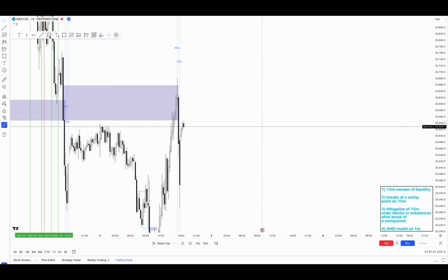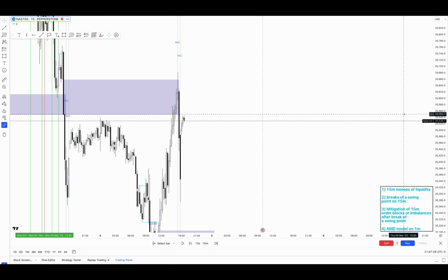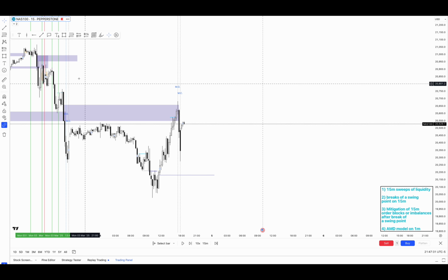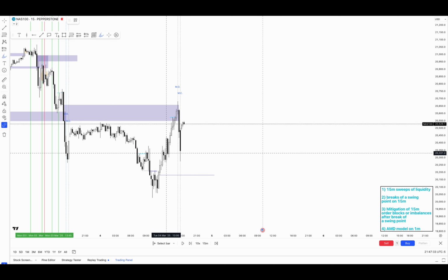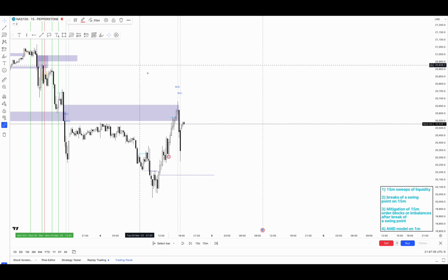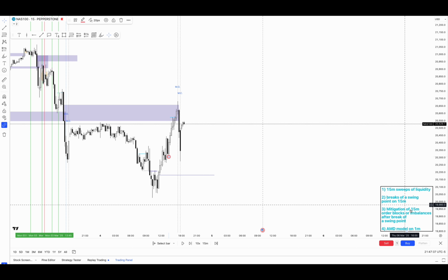And yeah, same concept again. It still swept this liquidity here, this swing high. And it did break the swing low, even though it's not the most ideal looking trade. It still did follow the same concepts and steps I'm looking for. Left this imbalance here.